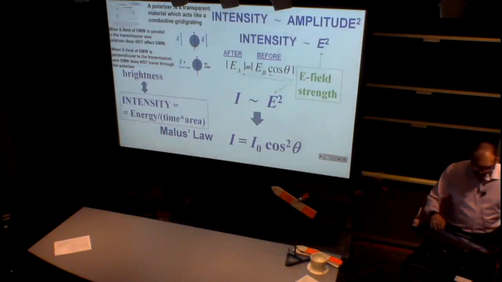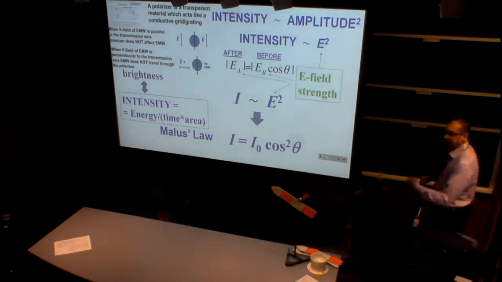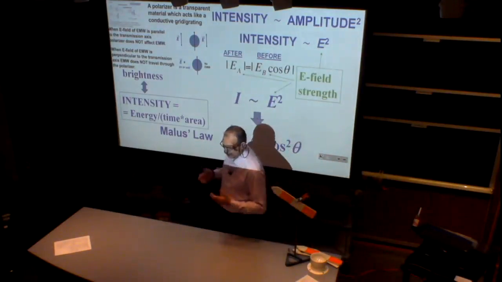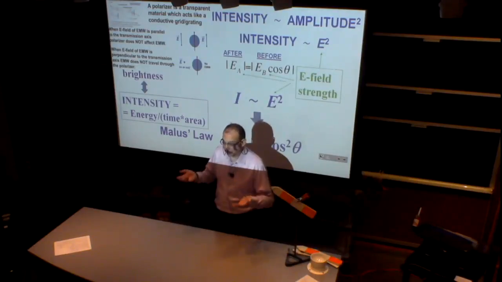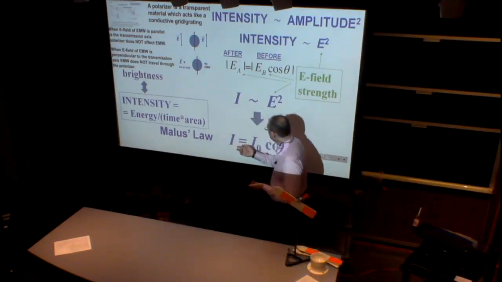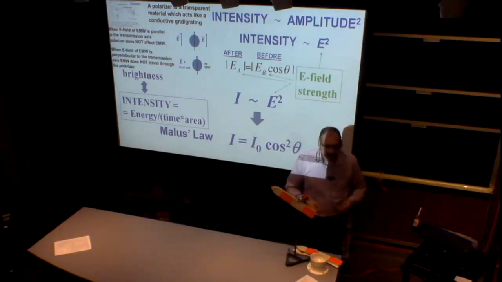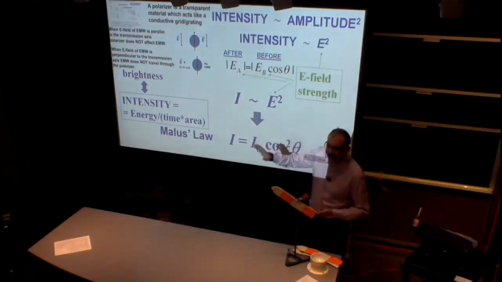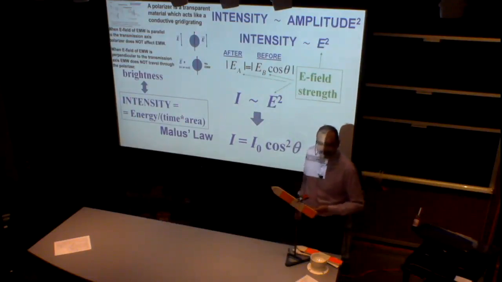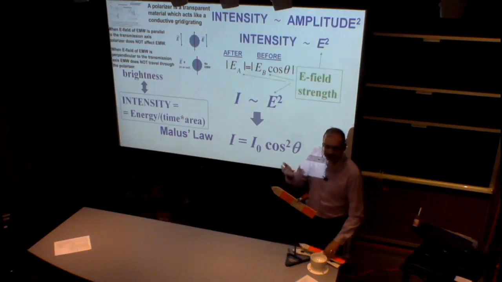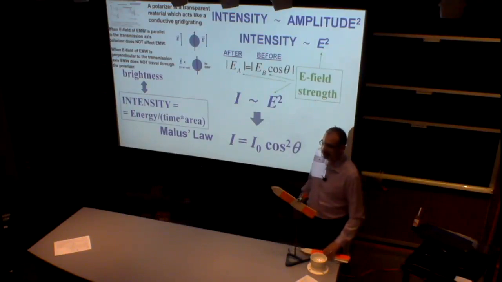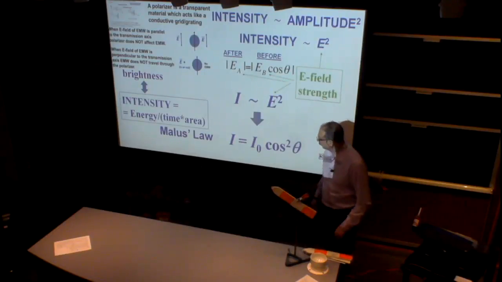But that's the answer for the field. What we see is not the electric field per se. We see the intensity of it, brightness. And the intensity of a wave is proportional to its amplitude squared. So we have to square the electric field. And when we square the electric field, we get the so-called Malus's law. This is the intensity of light after the polarizer. This is the intensity of light before the polarizer. And this is the angle between the transmission axis of the polarizer and the initial direction of the polarization of light. That's it.